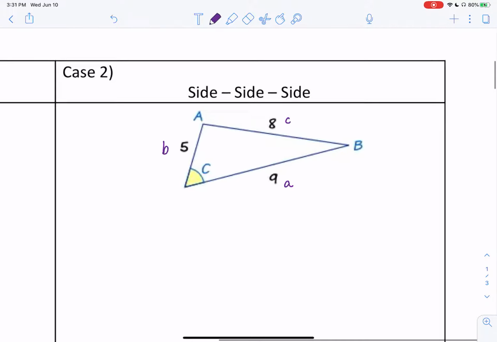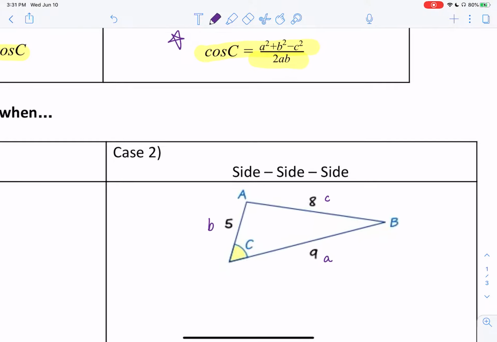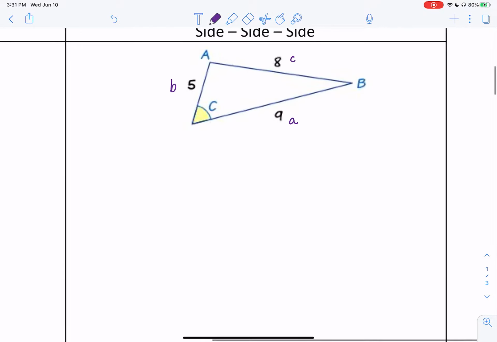Now I'm looking for an angle, so I'm going to be using this formula here. And I'm looking for C, so I can leave it just as it is. I'm just going to write out my formula. So my cosine of C is equal to A squared plus B squared minus C squared all over 2AB. It seems like a complex formula, but the more you write it out, all of a sudden you'll realize you've started to memorize it a little bit, and there's some patterns that happen with it.